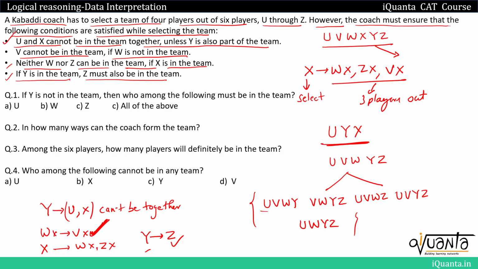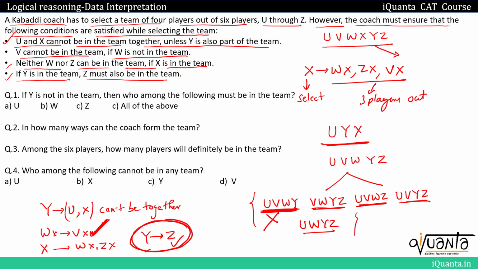Now let us go through the conditions once again and check which of these teams are possible. Now if we look at the first team, we have U, V, W, Y. And we had a case that if Y is there, then Z has to be there. But in the first team, U, V, W, Y, we have Y but we do not have Z. So this team is not possible.